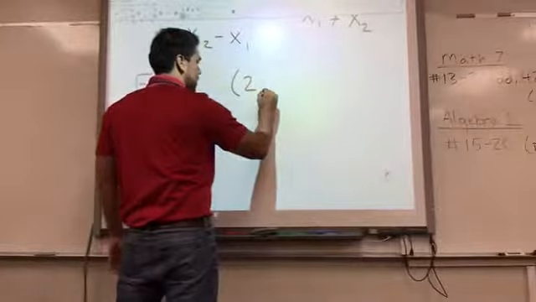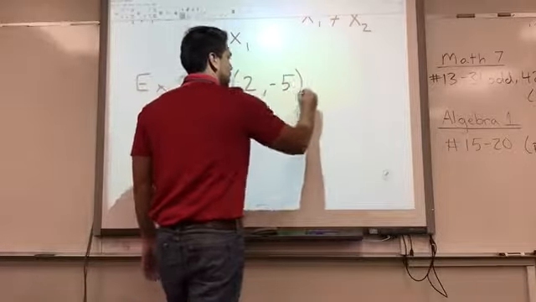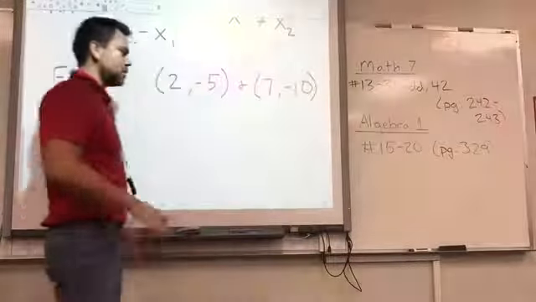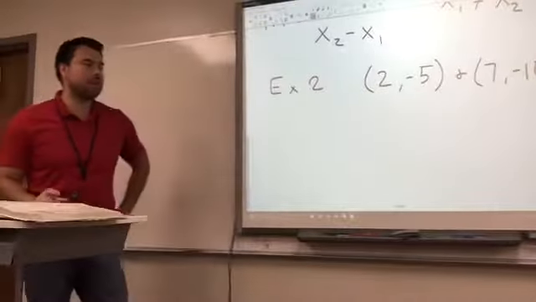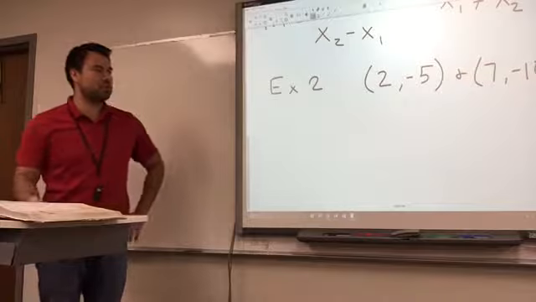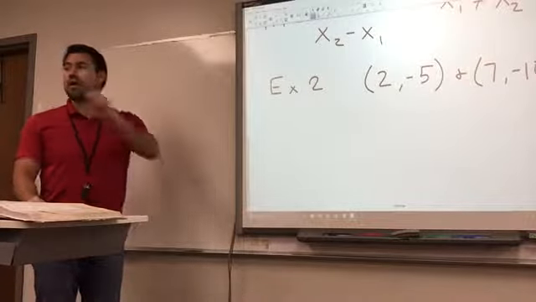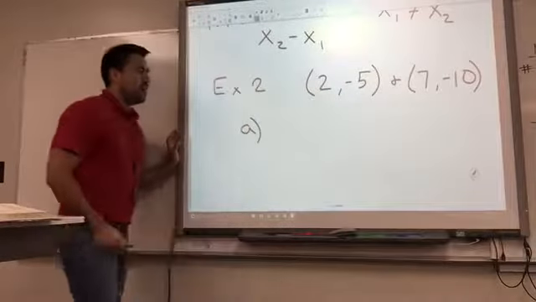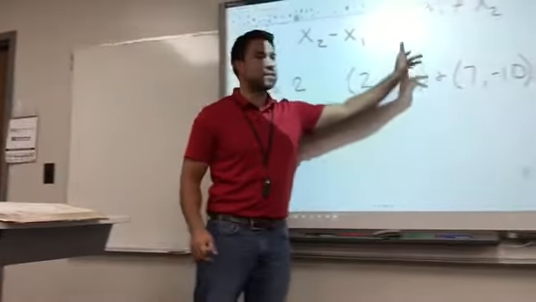2 and -5. 7, -10. It's important that you write them correctly, correct signs, everything, because one little part could throw your whole answer off. Okay, 2 ways to work this out. I'm going to work it out using the first method, A.